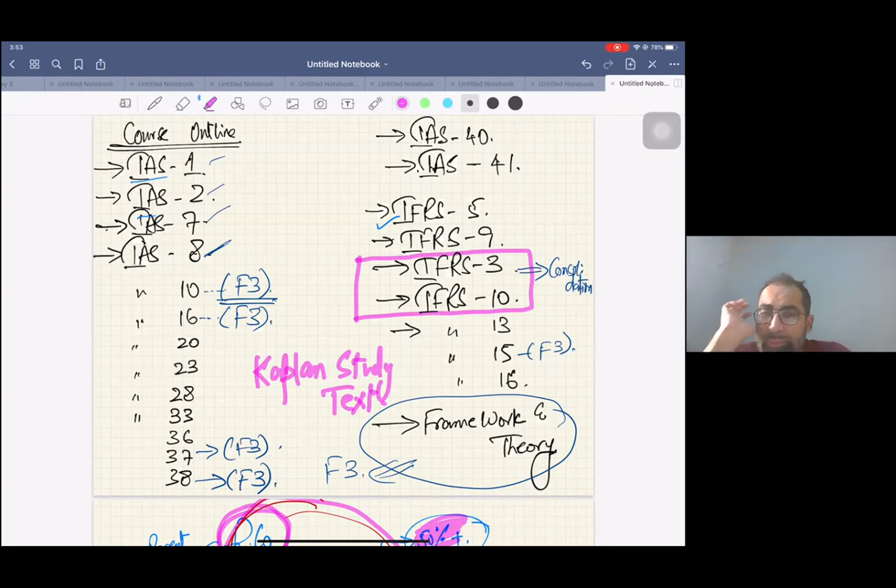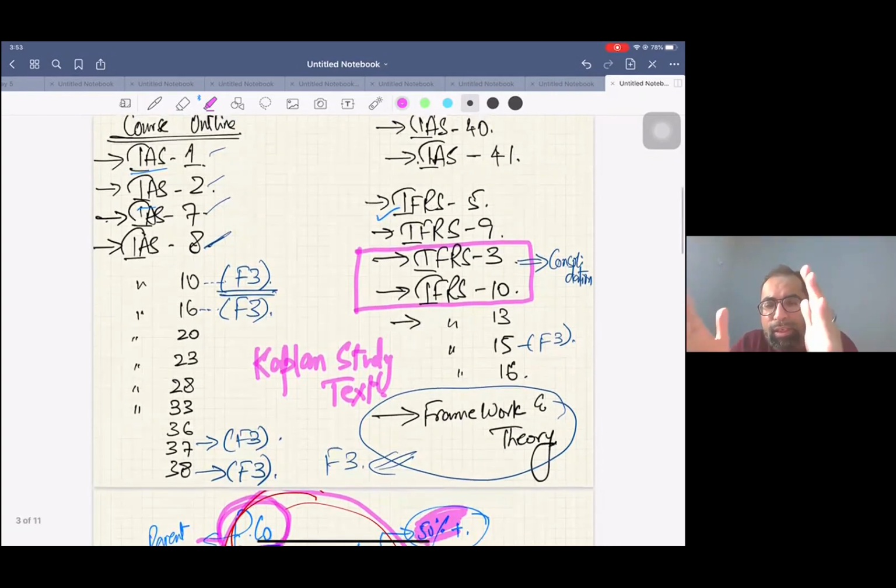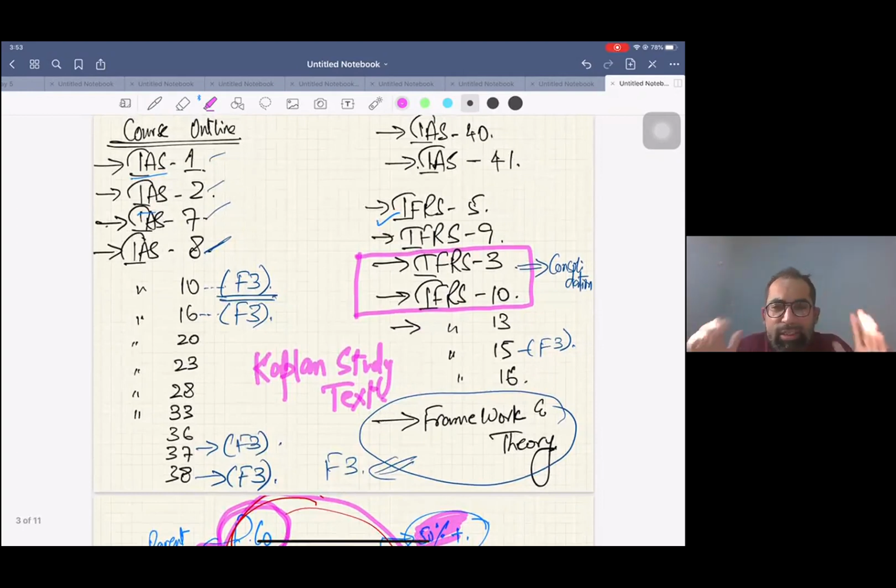Okay, right? Now, once we're done with IAS and IFRS, then we'll start final accounts. What is a final account?